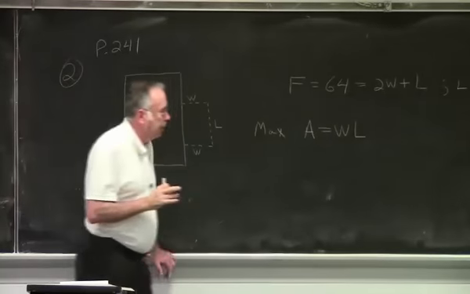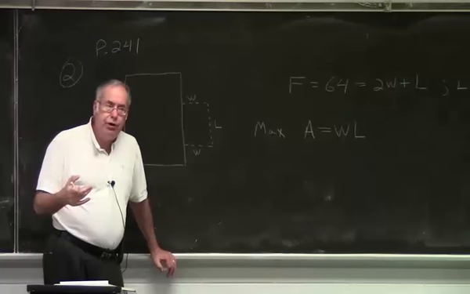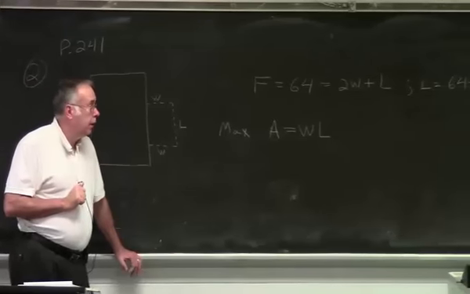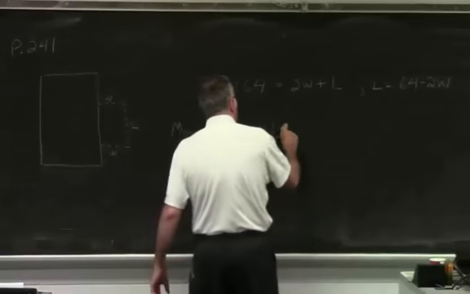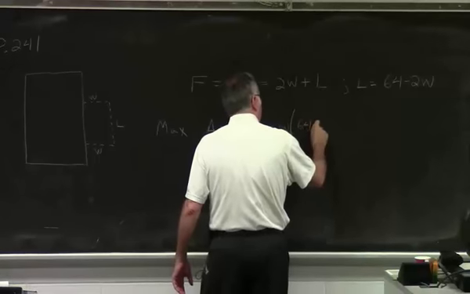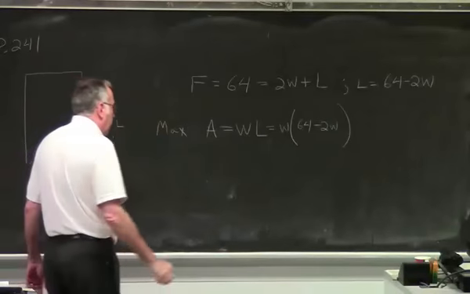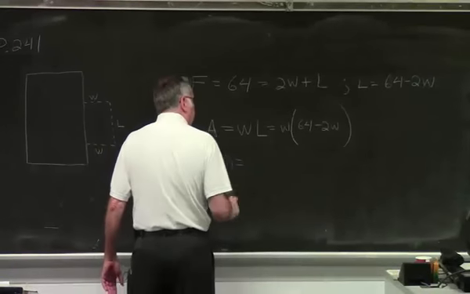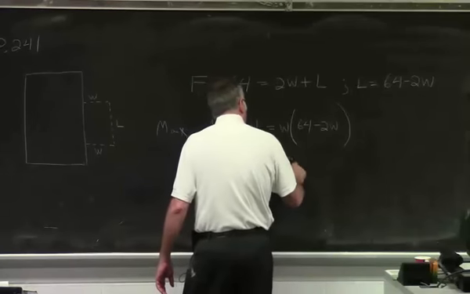See, this is similar to what we did when we eliminated P earlier and got revenue expressed as a function of Q alone. Now we're getting area expressed as a function of W alone. Now just substitute in this expression here for L, and we get area equals W times L, which is 64 minus 2W. Or area is a function of W. A of W is just 64W minus 2W squared.